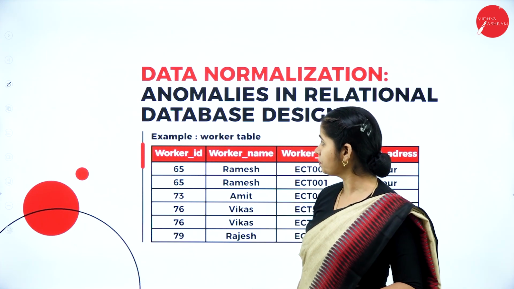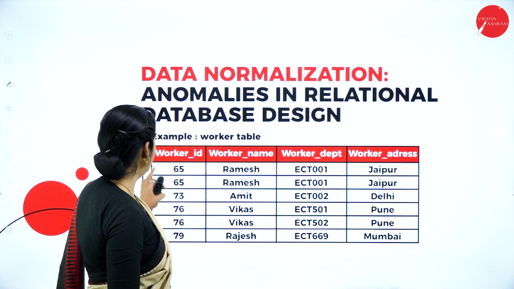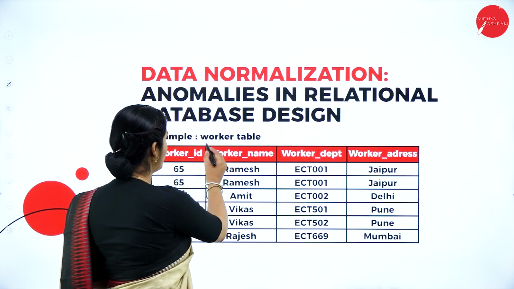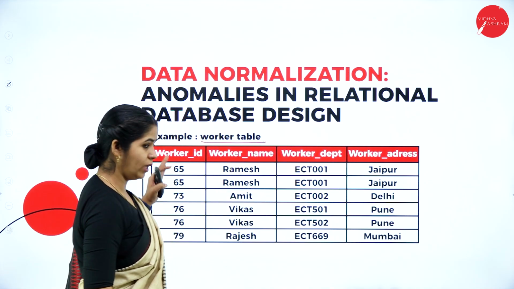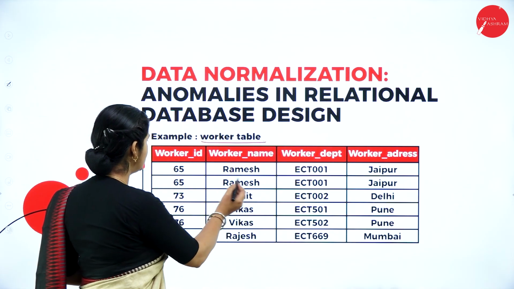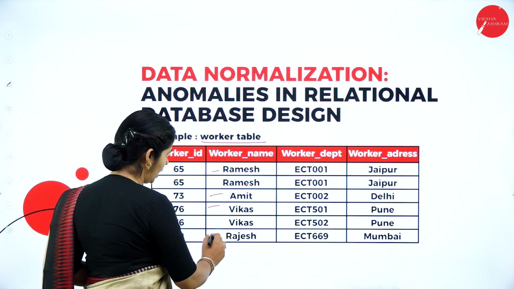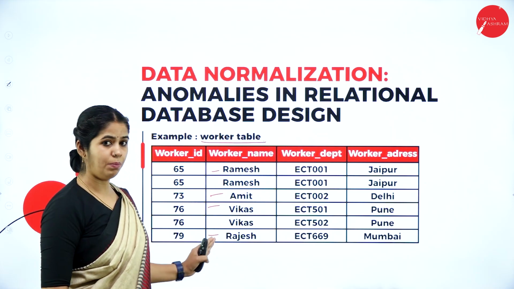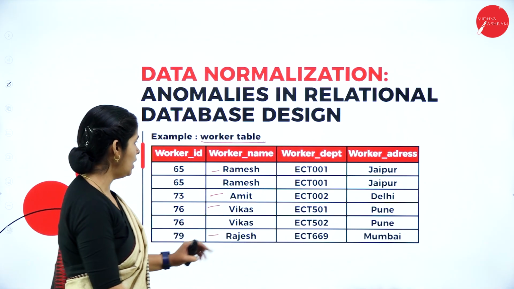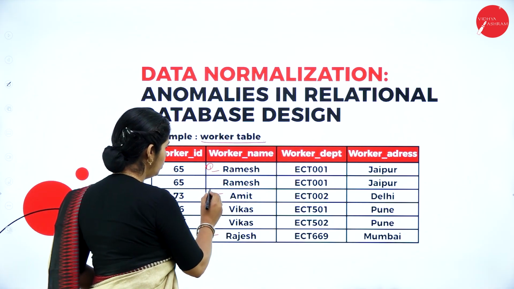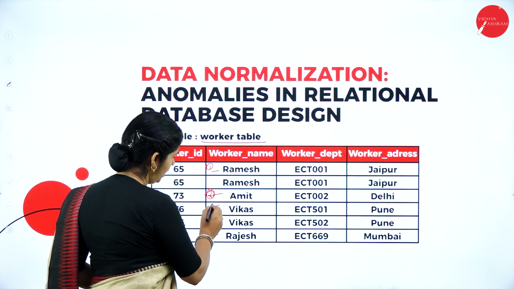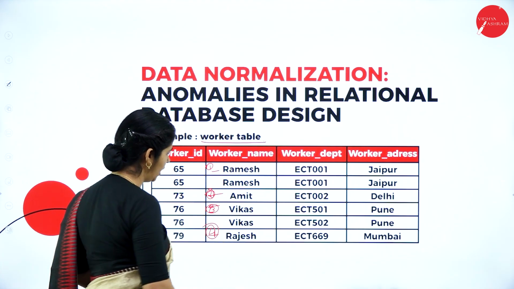Let's see what these anomalies are. Here we have a worker table. In this worker table, what exactly are we inserting? We are inserting the values of Ramesh, Amit, Vikas and Rajesh. How many workers are there? Basically 1, 2, 3 and 4. Only 4 workers are there.